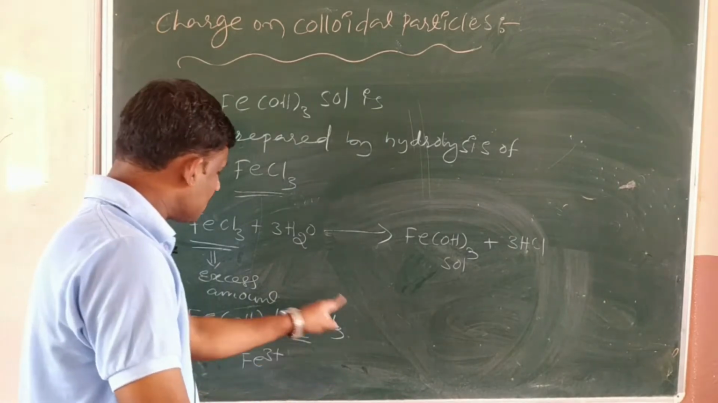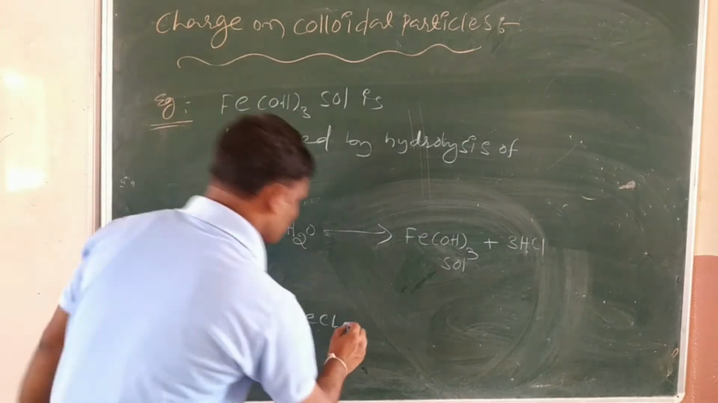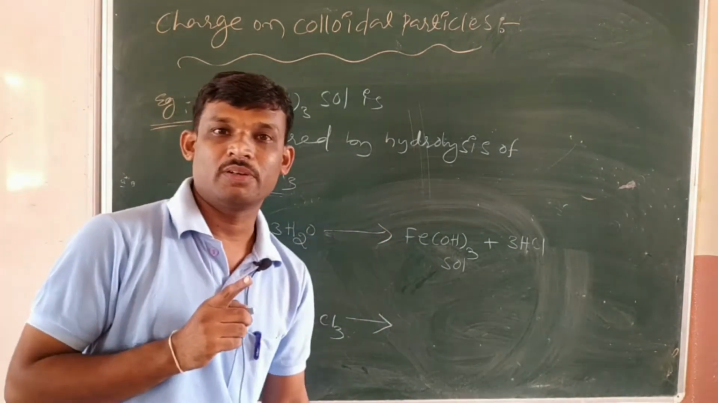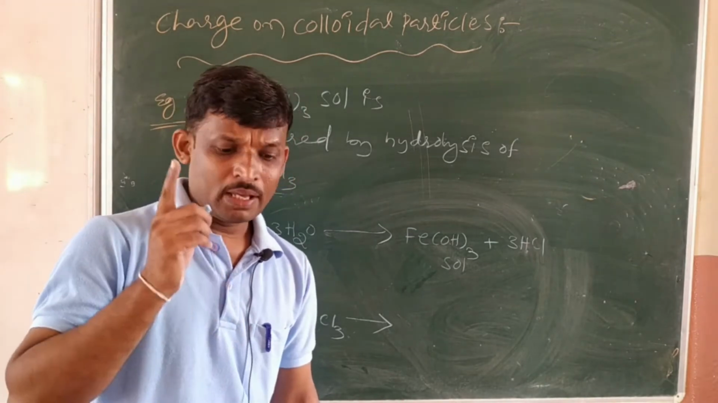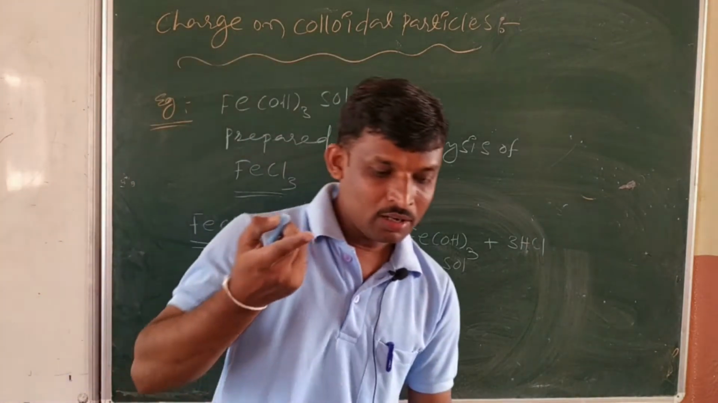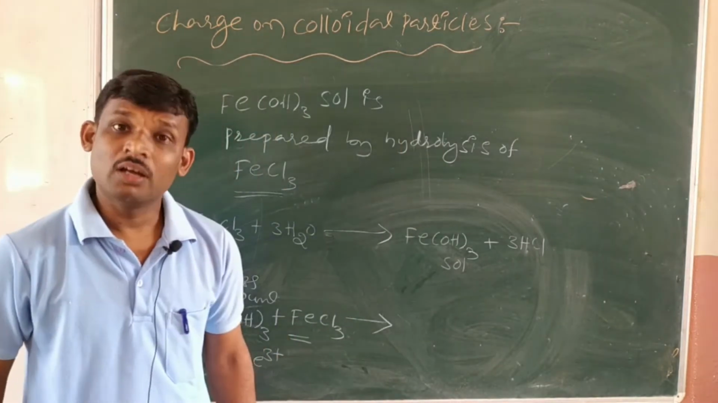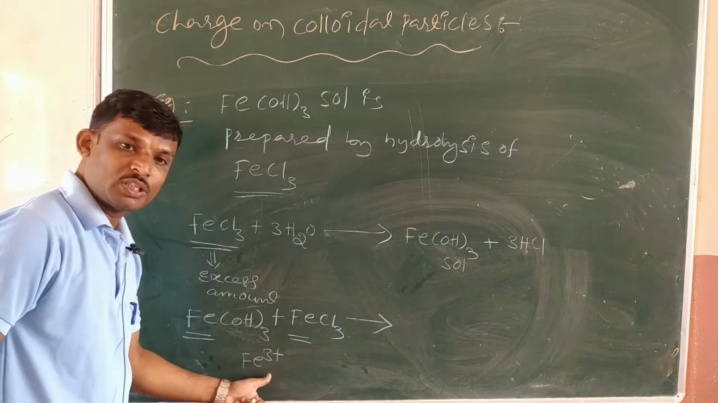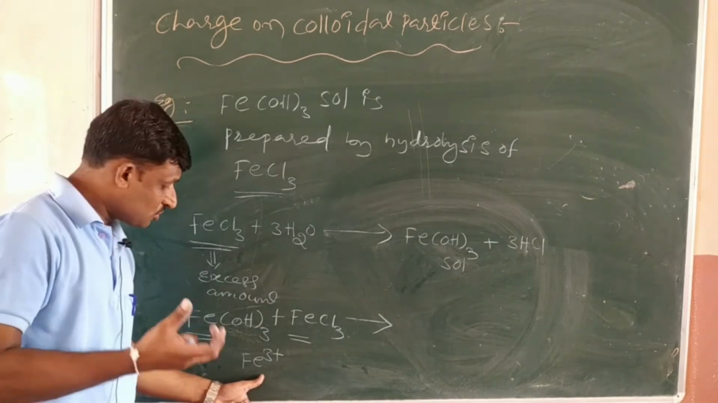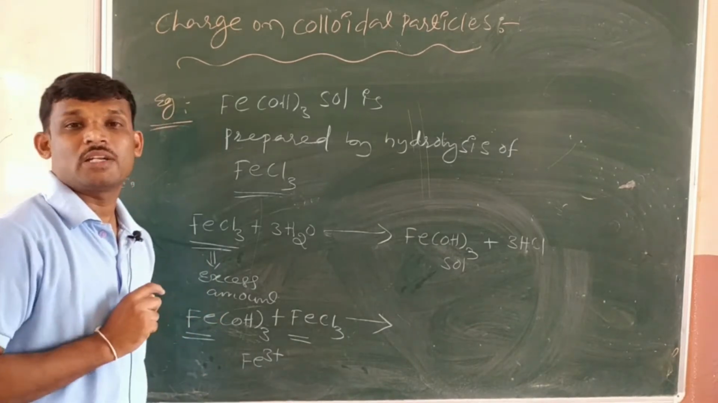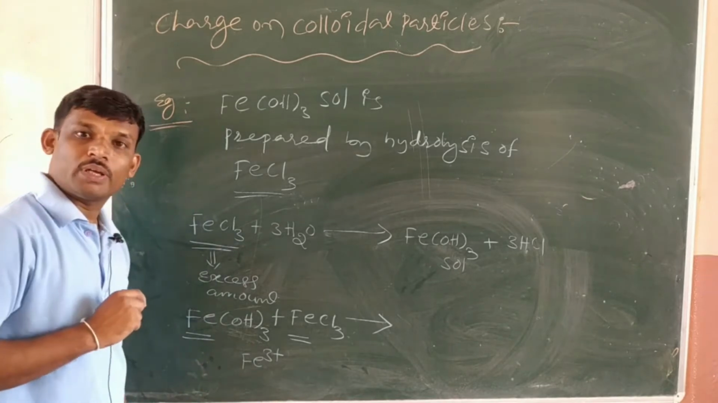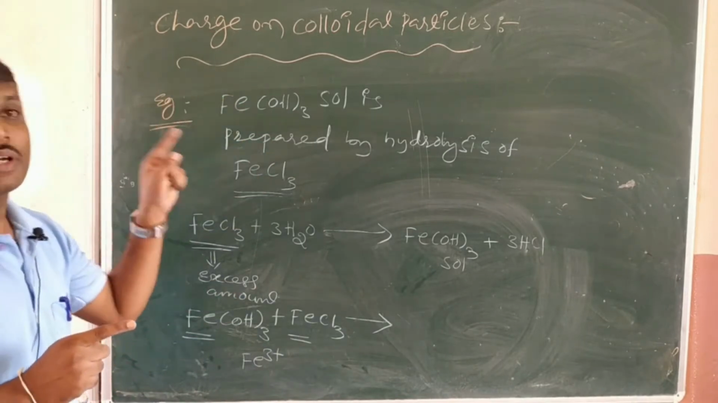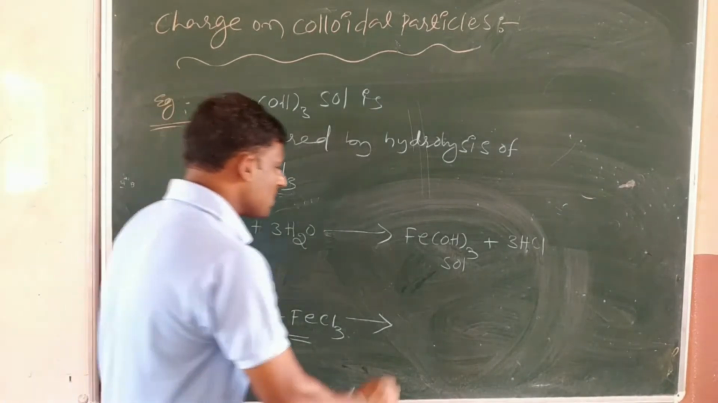FeCl3 is in the dispersion medium. So this is preferential adsorption of positive or negative charge from the dispersion medium. Here Fe is in the +3 state, so the positively charged particle is adsorbed by the colloidal sol. Due to this only, the charge is carried by the colloidal particles.